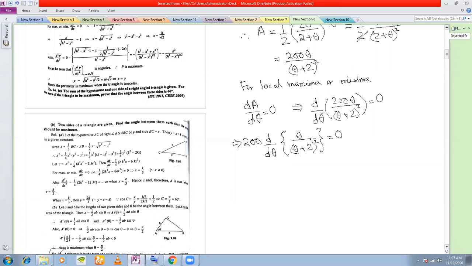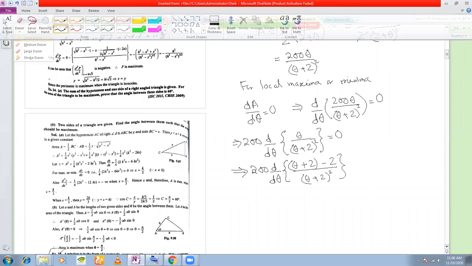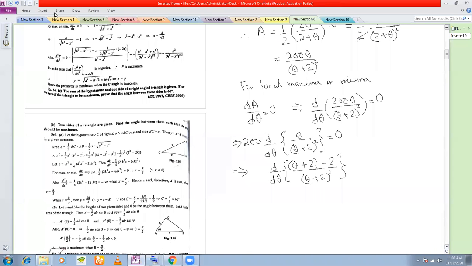What is the best way to differentiate? The u by v rule. You can use the u by v rule, but I use a slightly different method here. You have theta on top; I add plus 2 and subtract 2, and then write this over (theta plus 2) whole square. In fact, this 200 will not be there. It is equal to 0. Now it becomes easier to differentiate, instead of using the u by v rule.